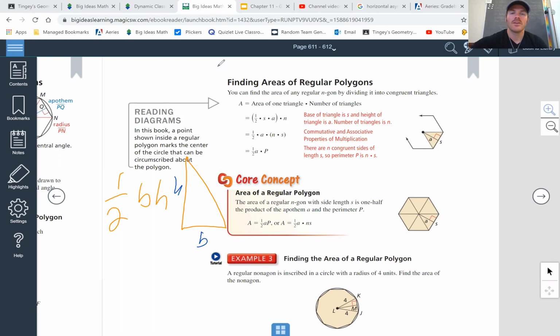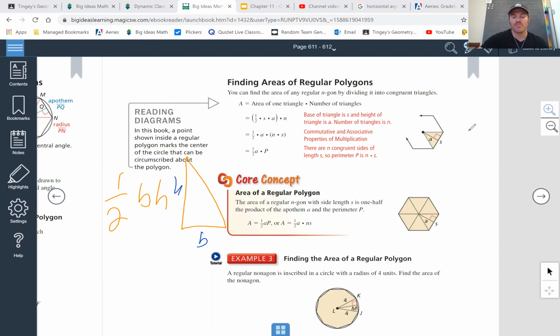Now, they're showing you here the area of a polygon is the area of one triangle, which is half times base times height, okay, times the number of triangles in that polygon. Now, they're using different letters here, right? I don't know why they're saying base of a triangle is S and not just use B like they always use, and height of the triangle is A, which is usually H. I don't know why they're changing the letters there, maybe because we're talking about polygons.